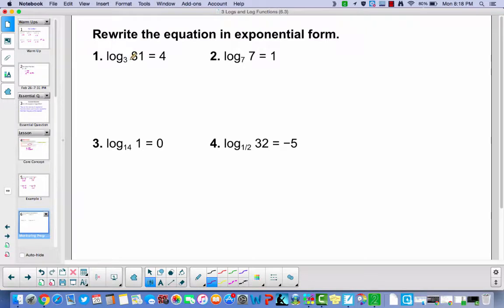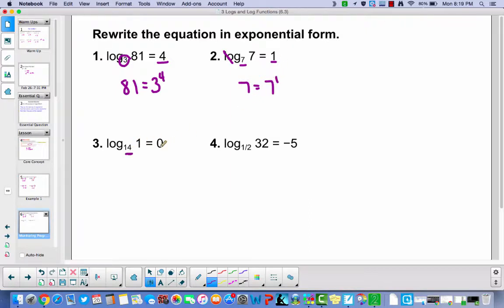Okay, let's talk these through. This is the base. This is my exponent. So 3 to the 4th is equal to 81. This is the base. This is my exponent. So 7 equals 7 to the first power. Again, I like to think of it as dropping that log and taking that base over and kicking the exponent up.